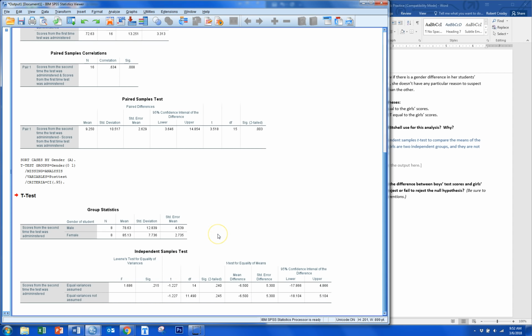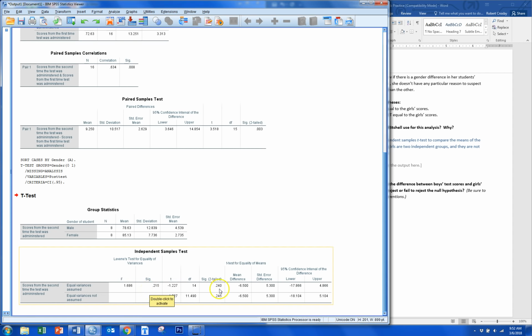So this is another very common mistake that students make when they run an independent samples t-test, possibly the most common mistake, so please pay attention. This test, the significance value is different from this one. Now in this case they happen to be similar, but they typically won't be.